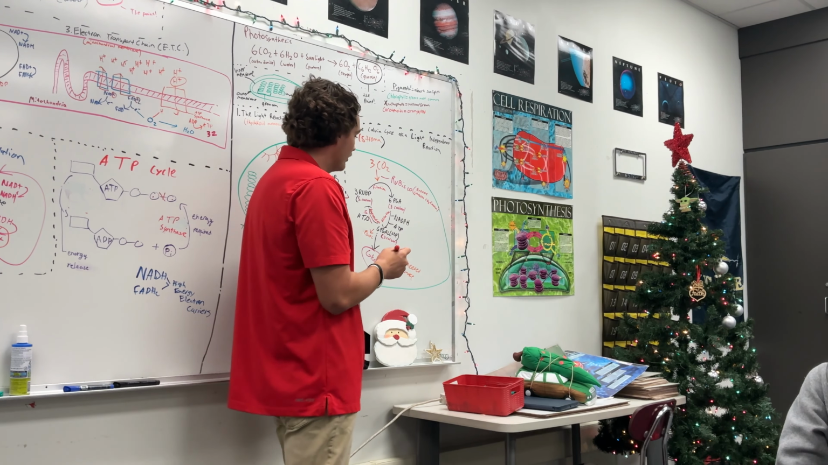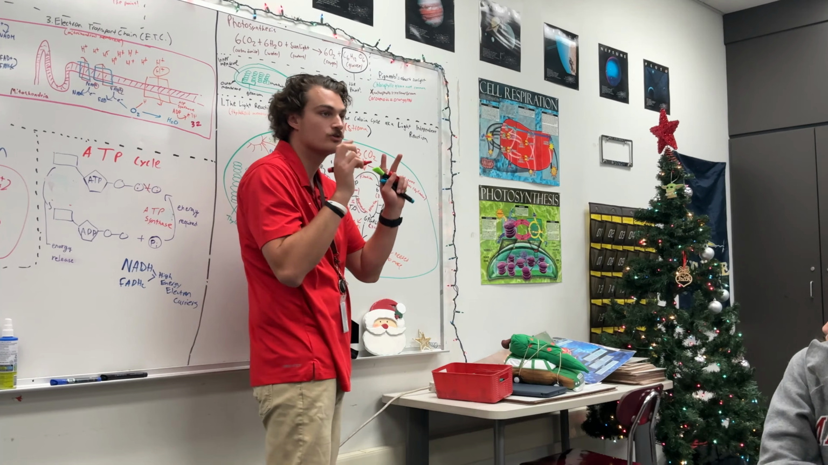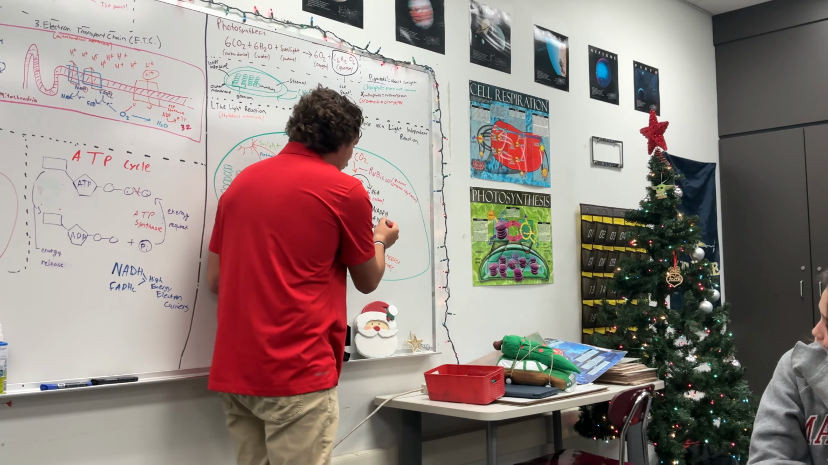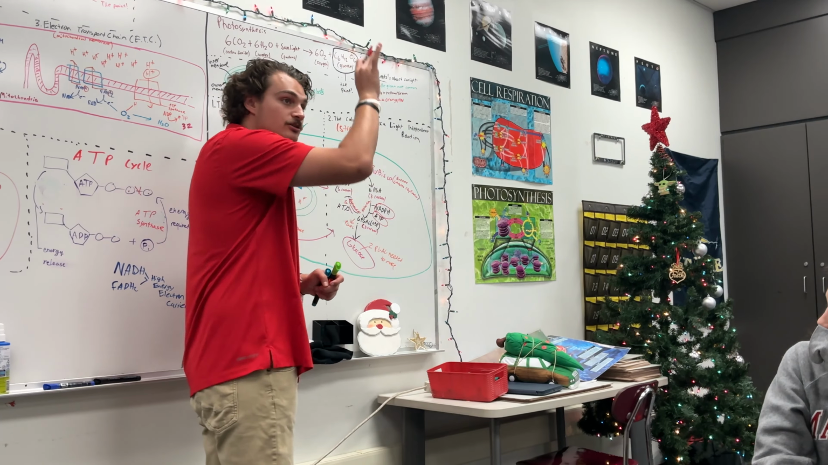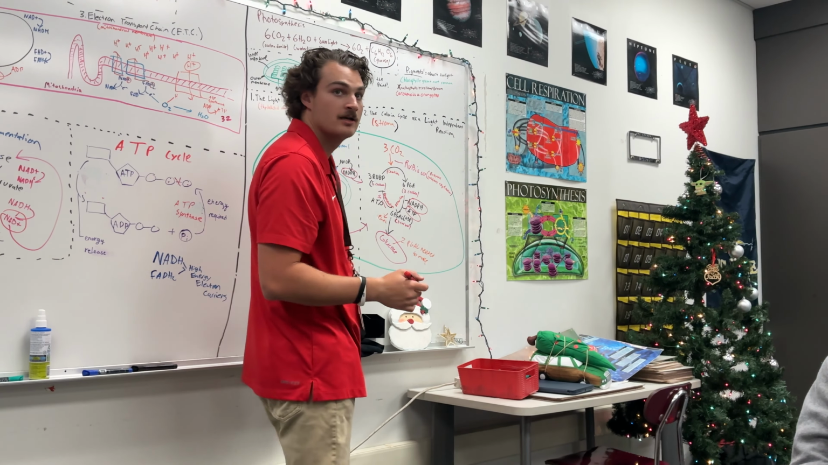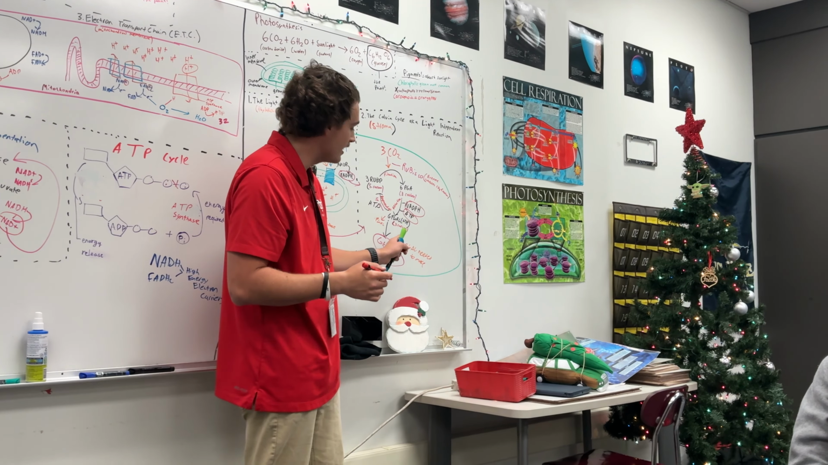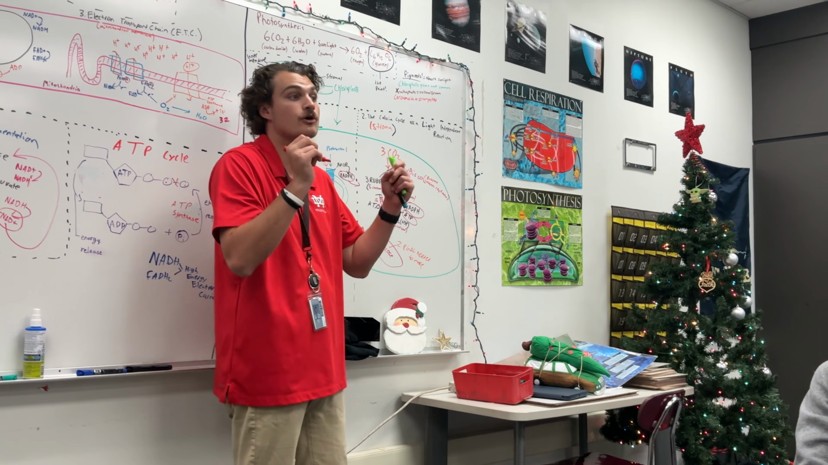Then we are simply going to take that PGA and reduce it into PGAL, also known as G3P. The reason we're able to do that is because NADPH and ATP allow us to reduce that. Remember that we got the NADPH and ATP from over here. So then now we have 6 PGAL, or 3 carbon sugars. We need 2 of those to make our glucose end product.